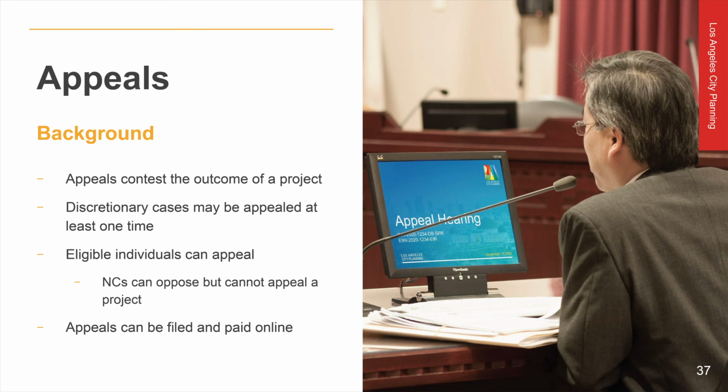While certified neighborhood councils may oppose a project, they cannot formally appeal a project because they are official entities of the City of Los Angeles. When filing appeal applications with the city, appellants include the reason for the appeal, describe how they are aggrieved by the decision, and state why they believe the decision maker erred or abused their discretion.